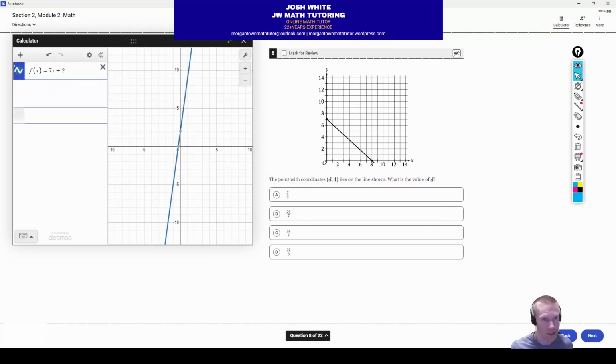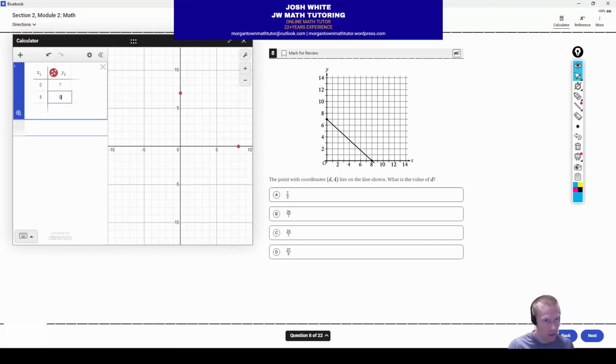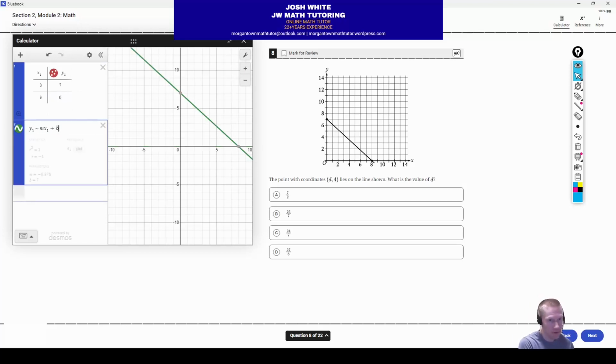So I'm going to show how to do this in Desmos. Notice this line has 2 points that we can easily see from the graph. We have a y-intercept of (0, 7), and we have an x-intercept of (8, 0). So now I'm just going to do the linear regression, get the equation of this line. So here is the equation of this line. Now, if you try to jump across here, I can't quite get right on 4. It's really close.